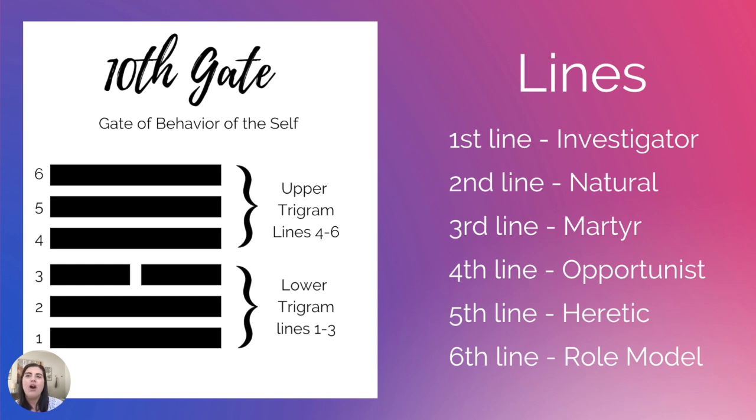Okay, let's move on to the third line, our martyr. All right. The third line, remember, is the last placement of the lower trigram. And fundamentally, the third line is here to figure out what does and does not work. And in the process of figuring out what does and what does not work, they are here to let the rest of us know what works and what doesn't work. All right. So their process is all about trial and error.